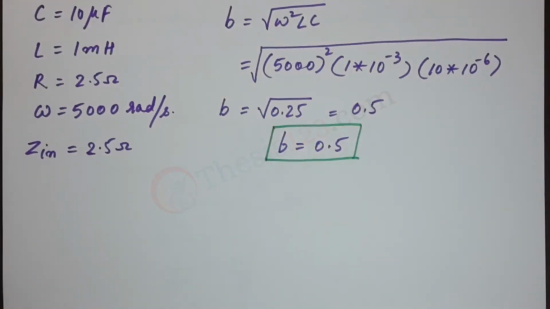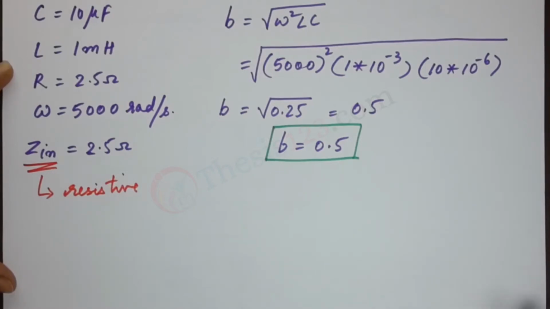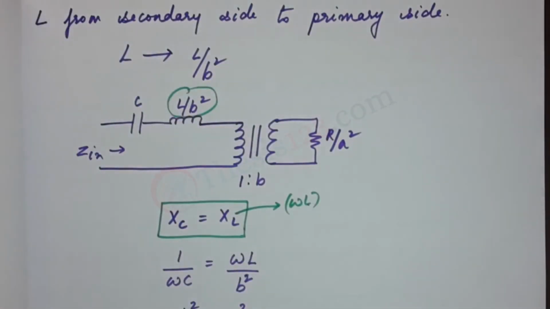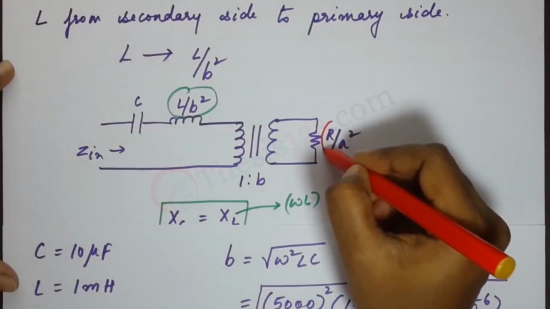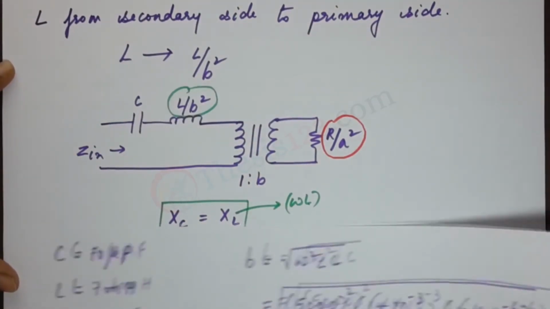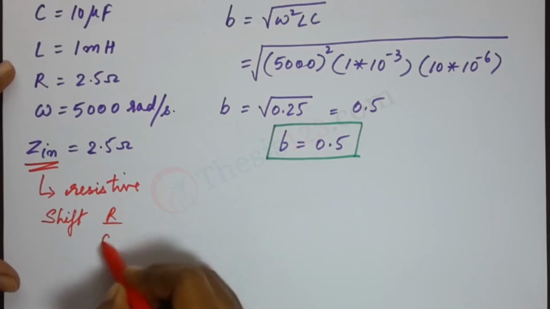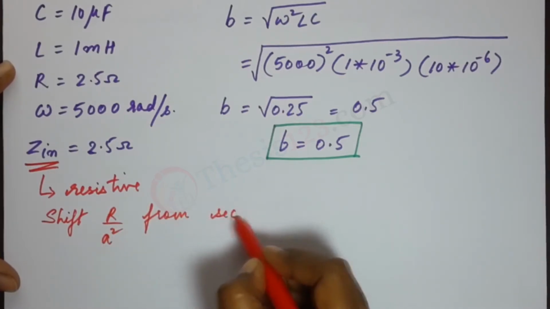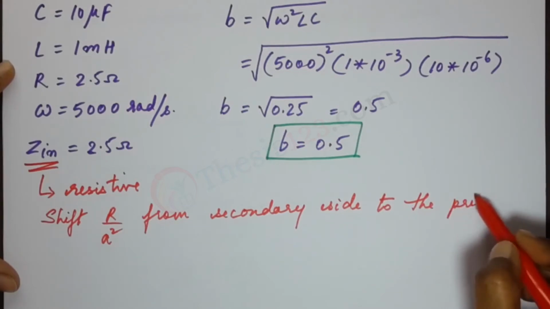Now that we have the value of B, let's move on to find the value of A. Okay, so the question says that Z in is resistive. Now if we look at the figure that we have drawn here, let's shift R by A square from the secondary to the primary to complete the equivalent circuit. Okay, let's do that now. Now we are going to shift R by A square from secondary side to the primary side.